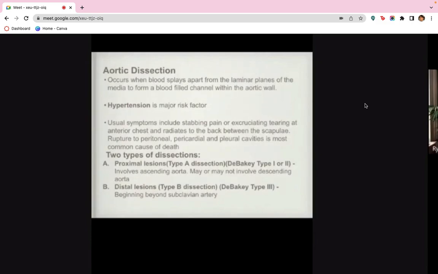Next, we have your aortic dissection. So your aortic dissection occurs when blood splays apart the laminar plane of your media to form a blood-filled channel within the aortic wall. Okay? So mostly the dissection starts at an intimal tear in the ascending aorta, and the tear is usually around 1 to 5 centimeters long. Mainly occurs in the age group around 40 to 60 years old. Okay? So we have two types of dissection. We have your proximal type of lesion and we have your distal lesion or your type B dissection.